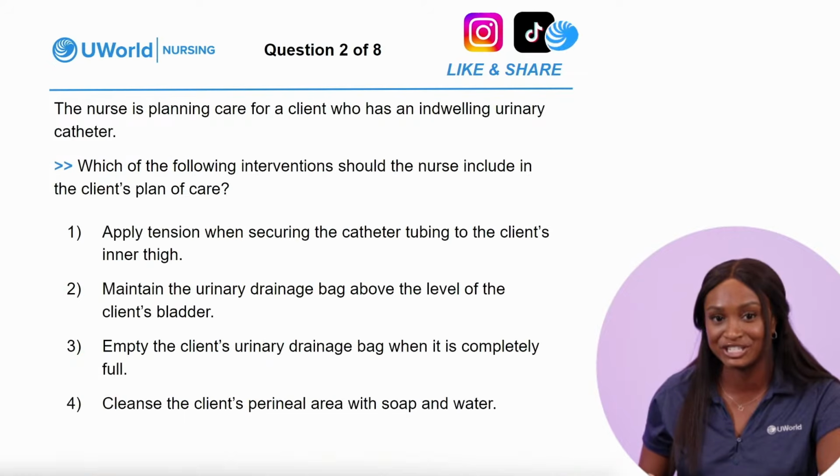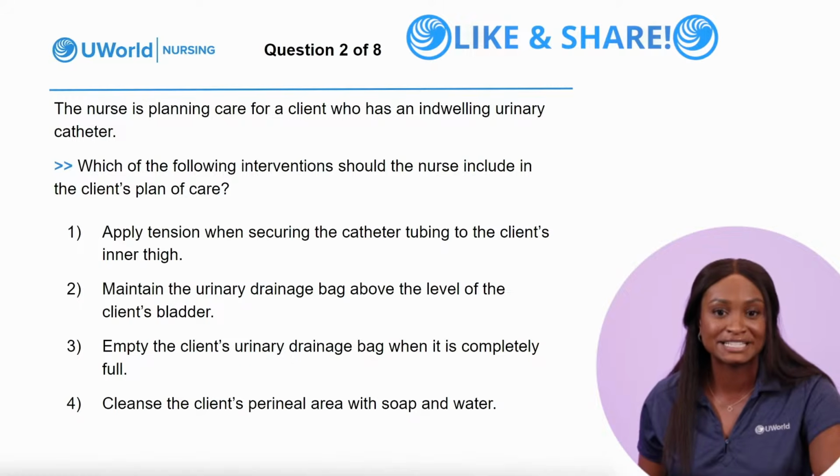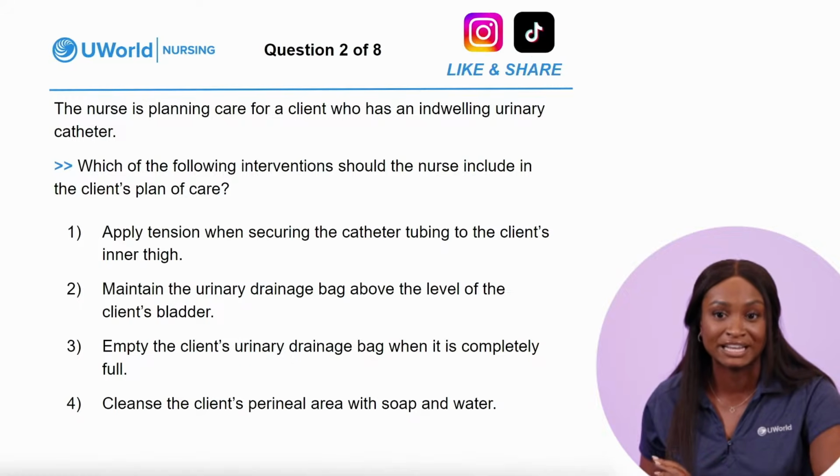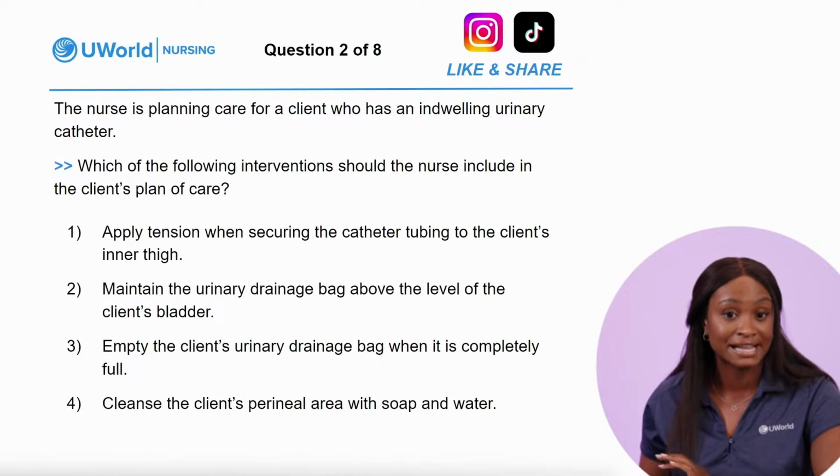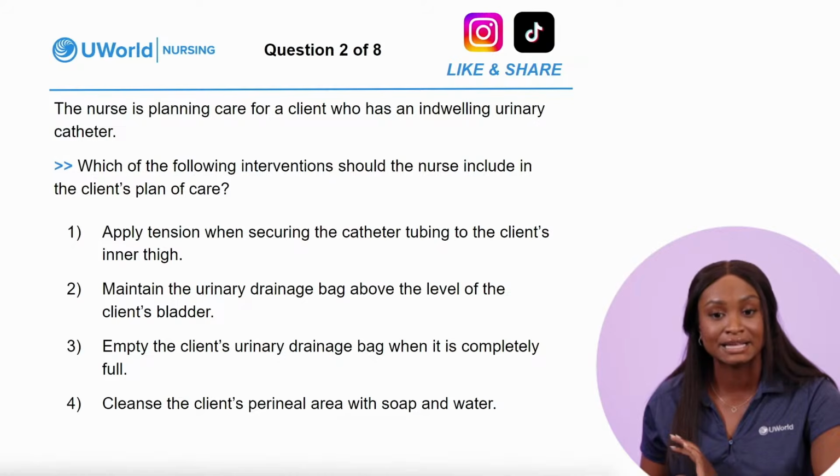Let's move on to question 2. The nurse is planning care for a client who has an indwelling urinary catheter. Which of the following interventions should the nurse include in the client's plan of care? We'll do about 35 seconds. Option 1, apply tension when securing the catheter tubing to the client's inner thigh. Option 2, maintain the urinary drainage bag above the level of the client's bladder. Option 3, empty the client's urinary drainage bag when it's completely full. And option 4, clean the client's perineal area with soap and water. Let us know what you guys think.